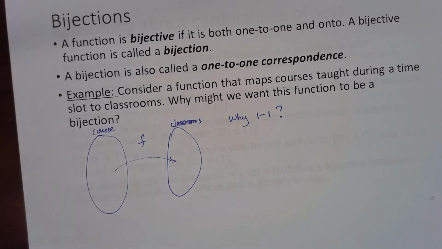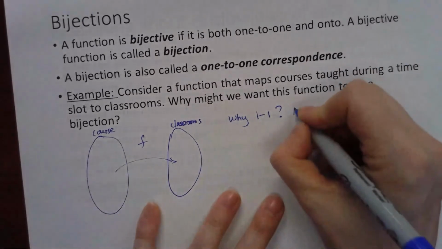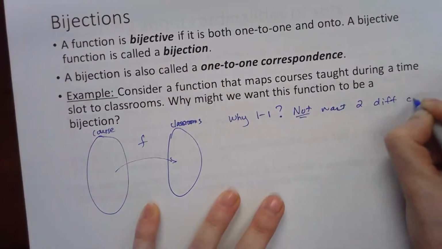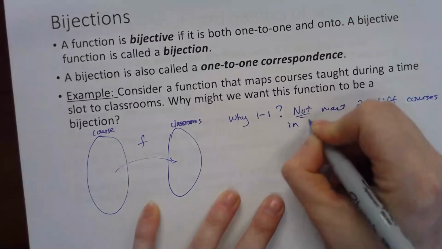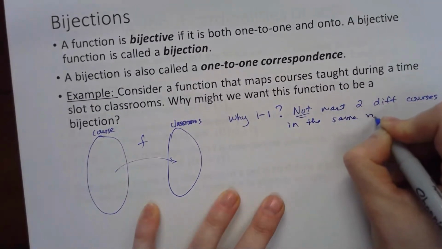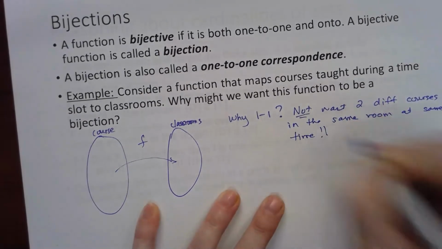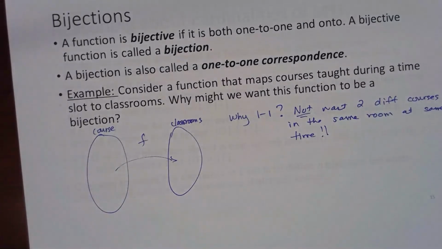Right, so we could have two different classes meeting in the same room at the same time, and that would just be chaos. We're trying to hold two completely different classes in this classroom, with two professors talking, and you have to pay attention to one and not the other. It would be awful, right? We would hate that. So we do not want two different courses in the same room at the same time. Definitely, so we definitely want a one-to-one function.